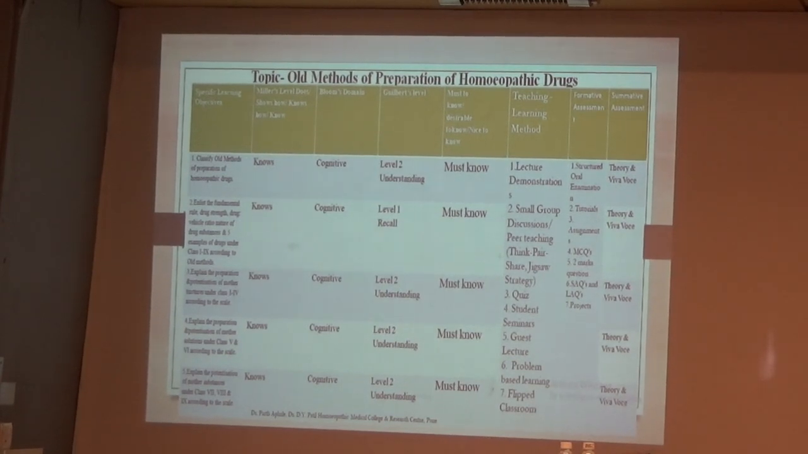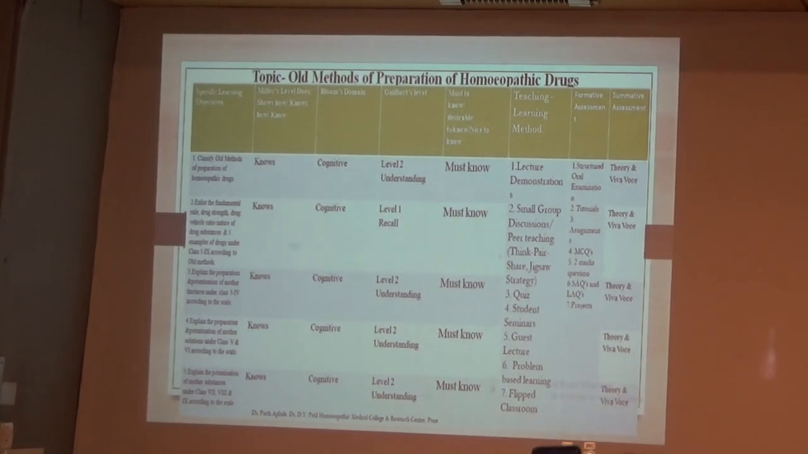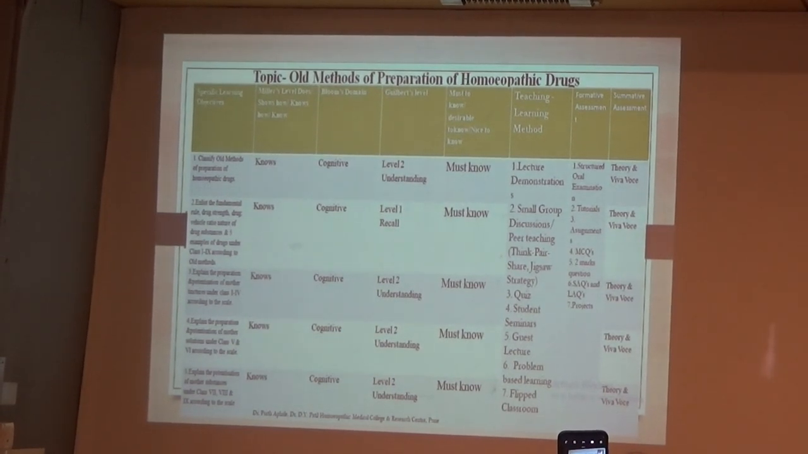Enlist the fundamental rule, drug strength, drug to vehicle ratio, nature of drug substances and 5 examples of any class. So it comes under level 1 because you have to just enlist. You have to just recall what is the drug strength, drug to vehicle ratio. Comes under must know because he must know, and cognitive domain, he knows it.